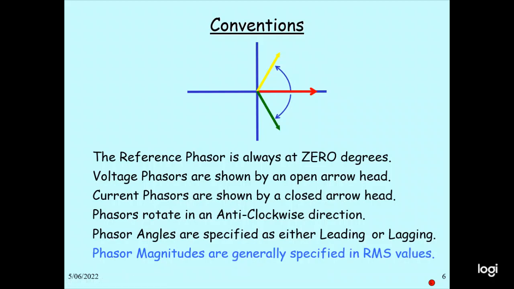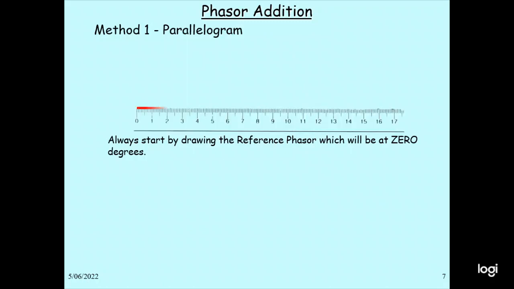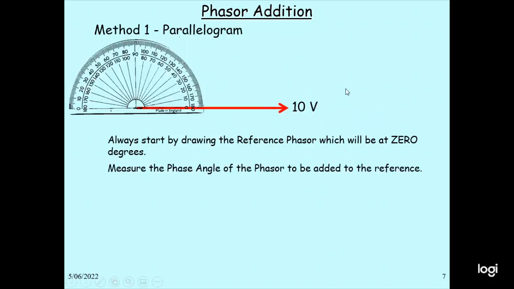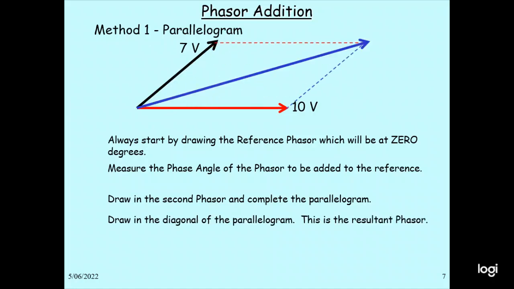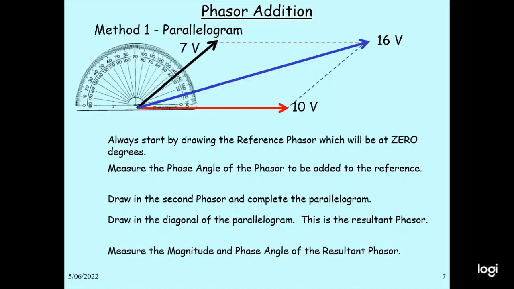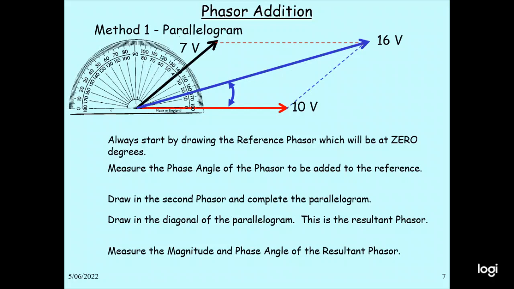Phasor addition. Firstly, we use the parallelogram method. Then we draw like this, and you have to measure the 40 degree. Then you draw this line, and then you construct the parallelogram. And then the final one: the diagonal is for the magnitude. This is the parallelogram method. Then you have to measure the angle and measure the magnitude. So 16 degree.